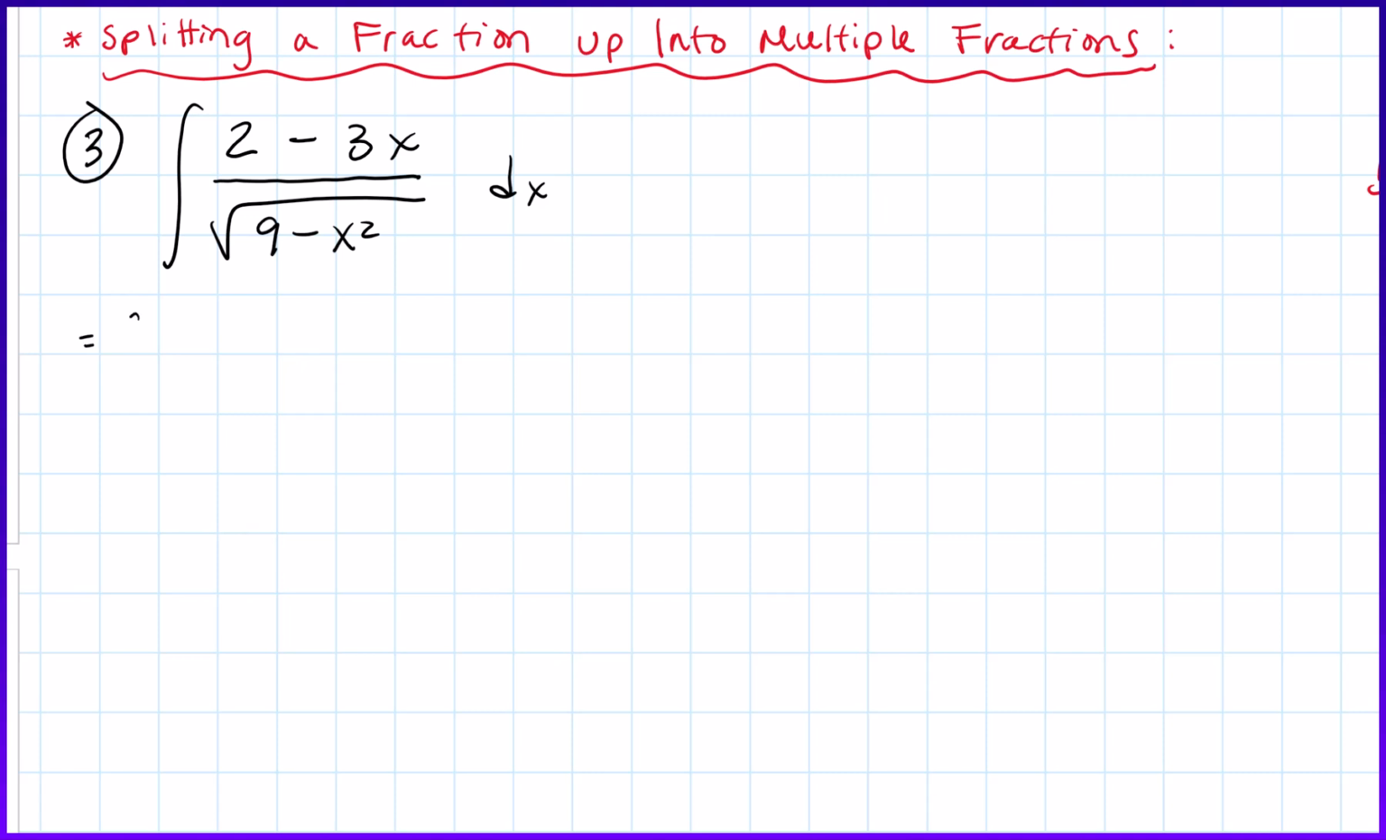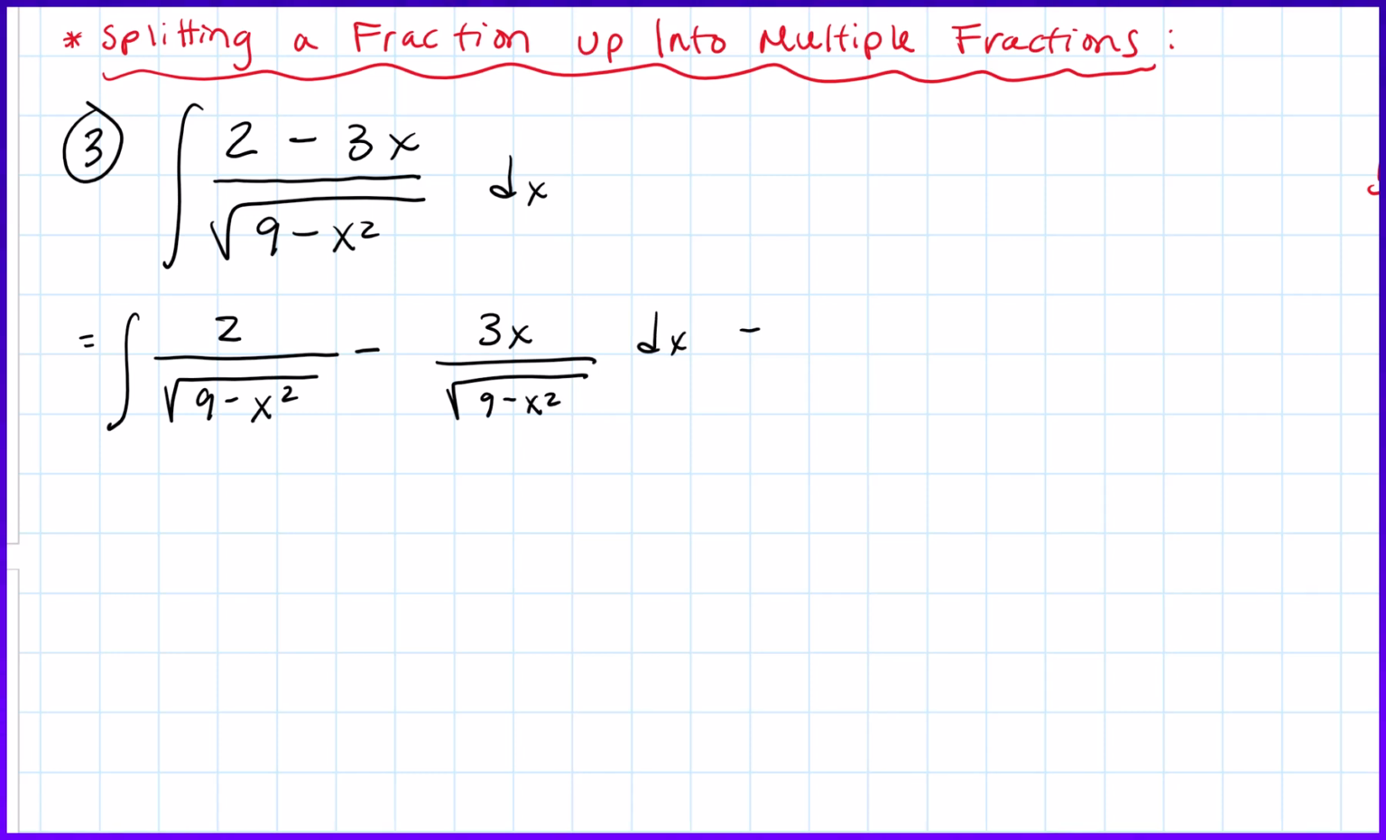So here we will integrate. What we'll do is we'll take just 2 over the square root of 9 minus x squared minus, and then we'll have 3x over the square root of 9 minus x squared. Now we are actually going to integrate each of those on their own. So I'm going to separate. When I do this, I'm actually going to separate and pull out the constants at the same time. I'm going to separate this into two integrals, and I'm going to pull out the constants on each of them.